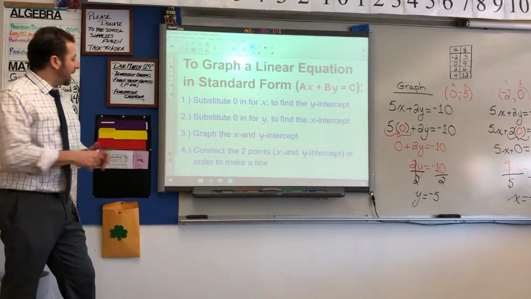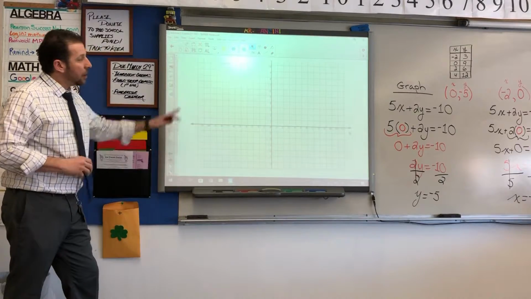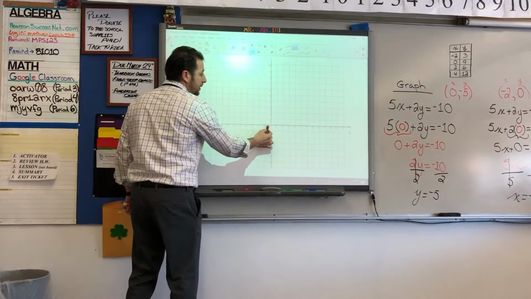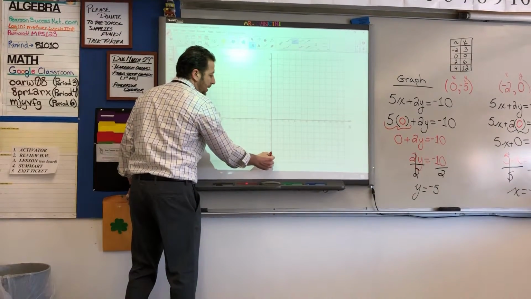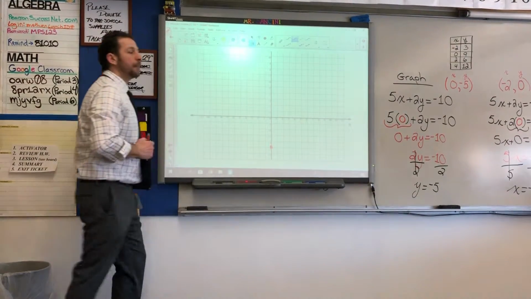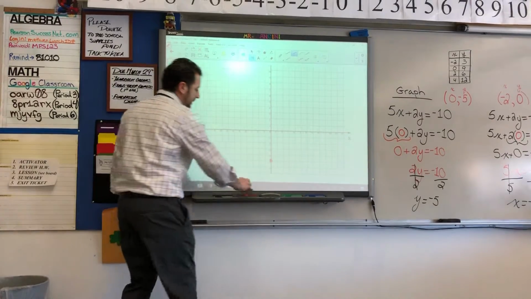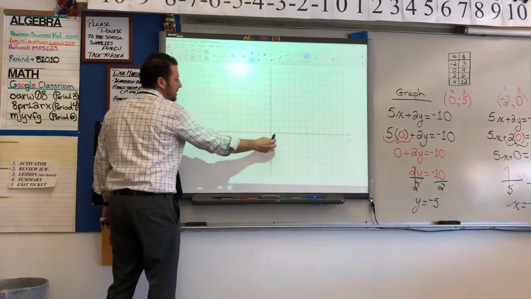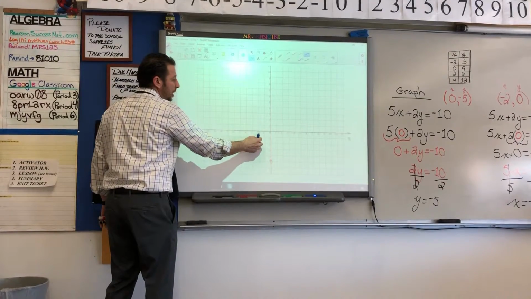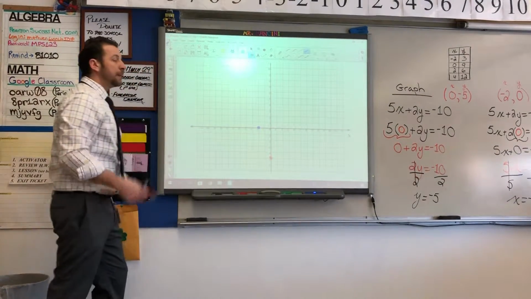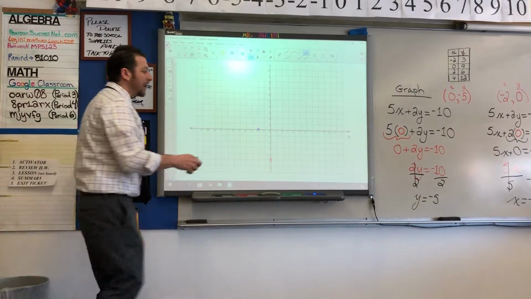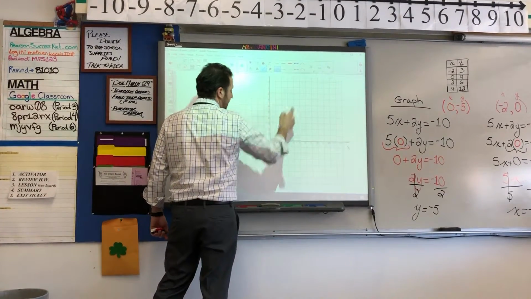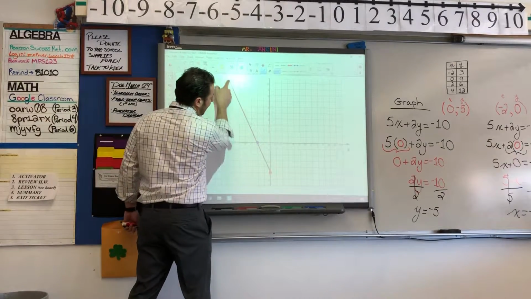I want to graph the x and y intercept. So coming on a graph, I have 0, negative 5. Go across 0, go down negative 5. All right. Next point, I have negative 2, 0. Negative 2 across, up 0. Have 2 points. That's all I really need to make a line. So now all I really have to do is connect these 2 points with a line.